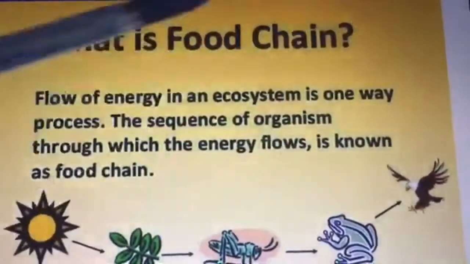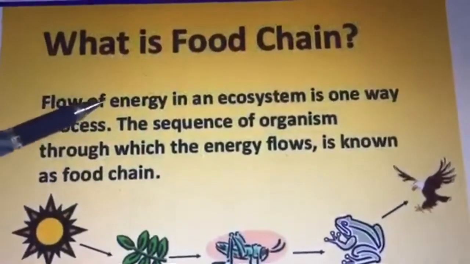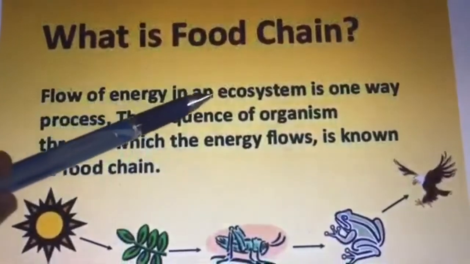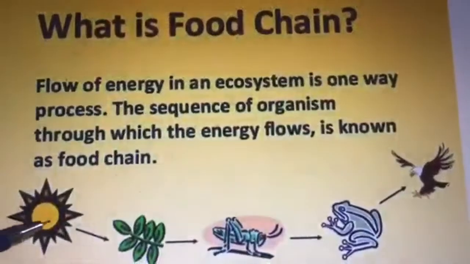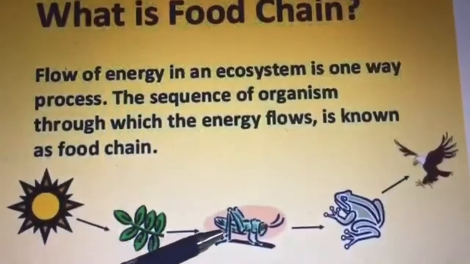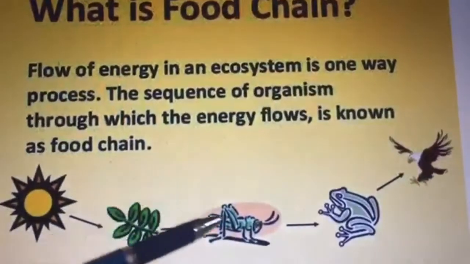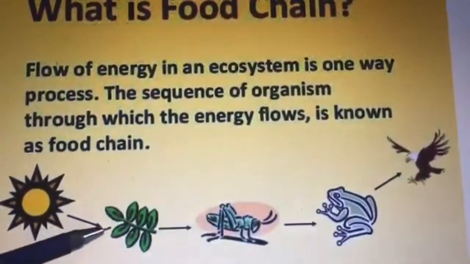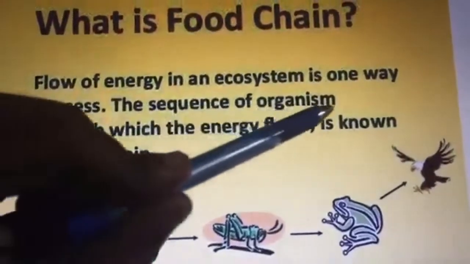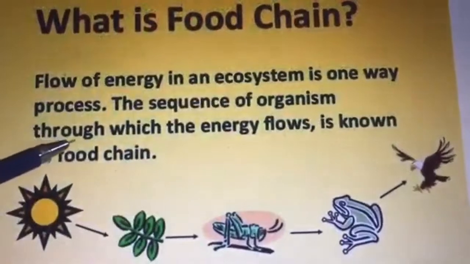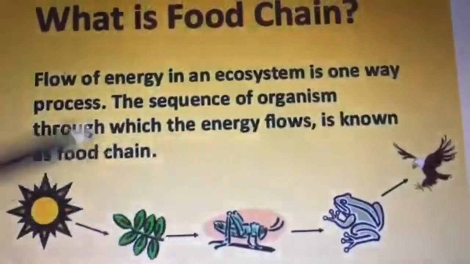Next, what is a food chain? The flow of energy in an ecosystem is a one-way process. Once the energy is transferred from one level to the next, it will not reverse. So it is a one-way process. The sequence of organisms through which the energy flows is known as a food chain.